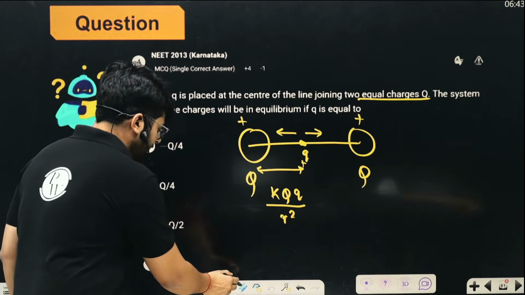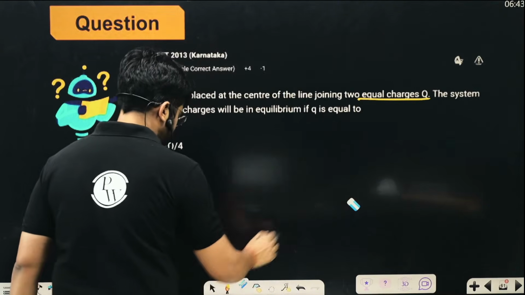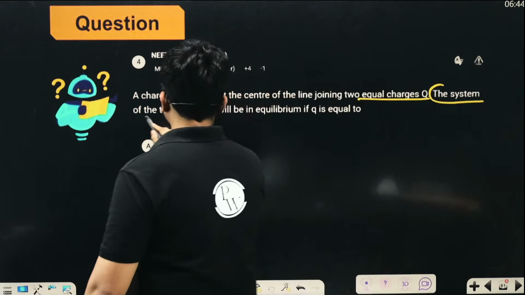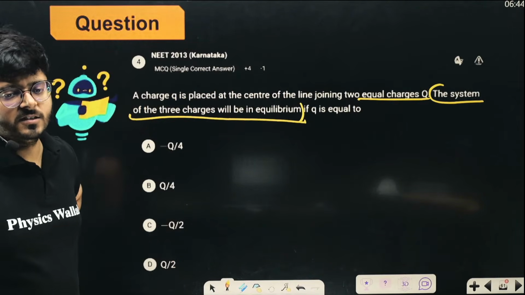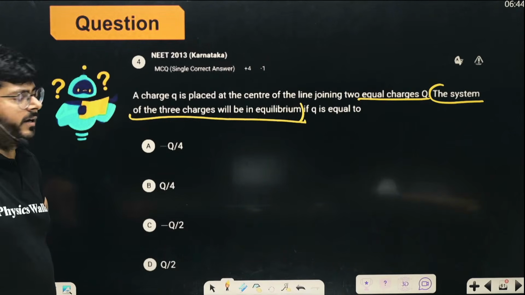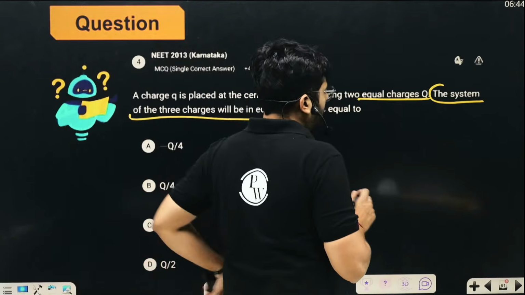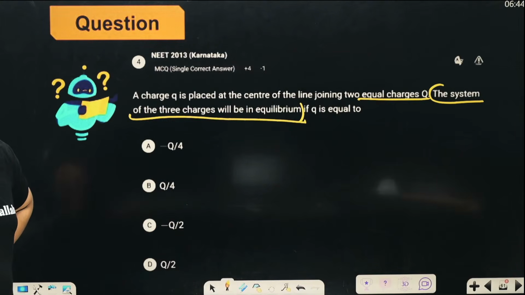So there is a small thing. We have to read this part as well. This cannot be positive charges. Understand that. There is a small line written in the question: the system of three charges will be in equilibrium. Think about it. In which condition will the system be under equilibrium? For the system of charges to be in equilibrium, every pair has to be under equilibrium as well, right?